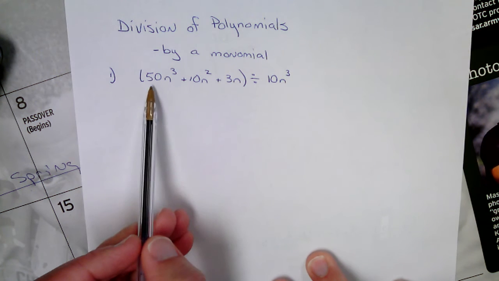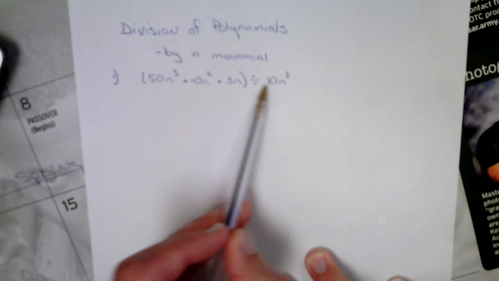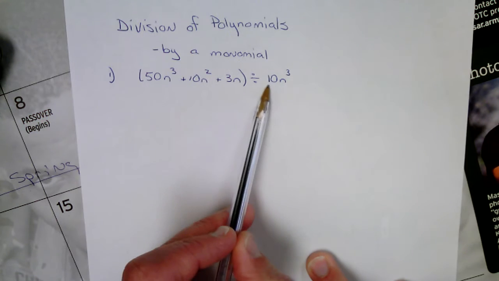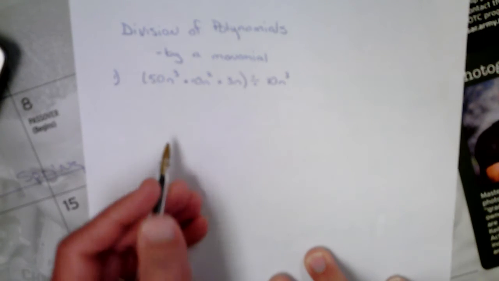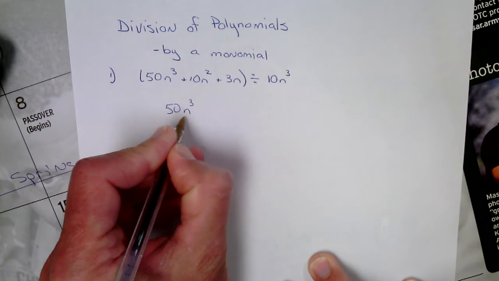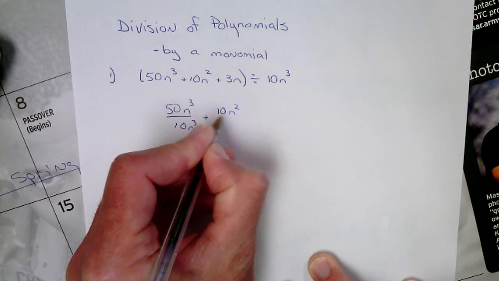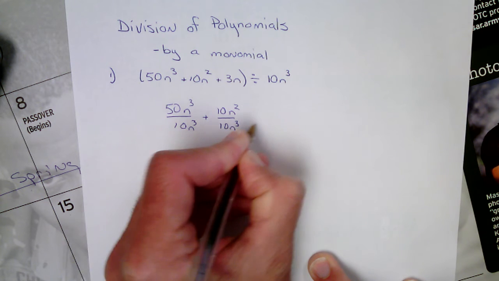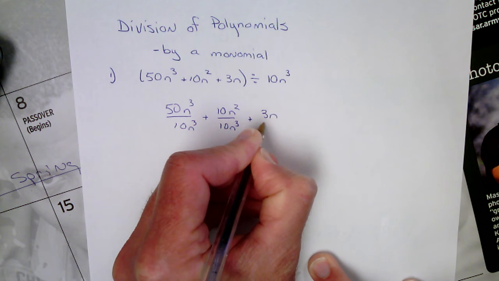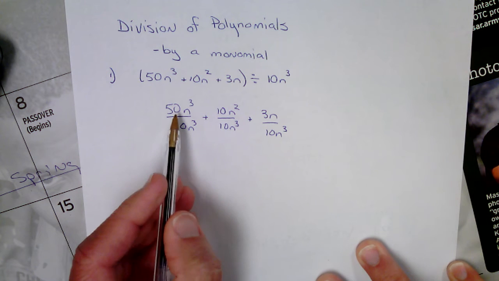We're going to start by dividing a polynomial by a monomial. Remember, this is a trinomial because it has 3 terms. This is a monomial because it has 1. And it's real simple and real easy. All you're doing is seeing how many times this 10n to the third goes into each of these. So it can basically be written as 50n to the third over 10n to the third plus 10n squared over 10n to the third plus 3n over 10n to the third. And now we just simplify.